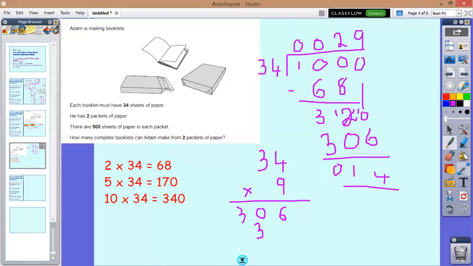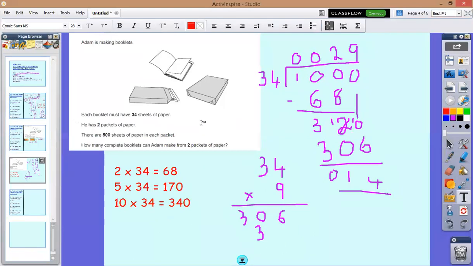So my answer is going to be 29. I hope that's helped with long division.